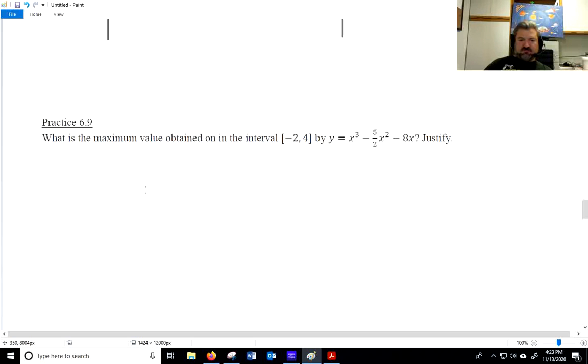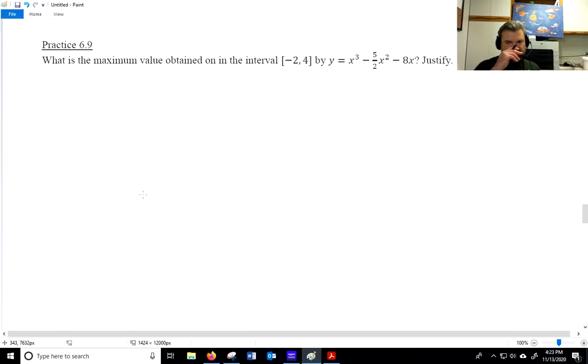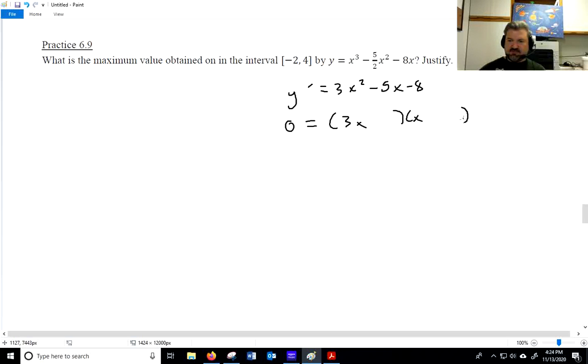All right, last one. What is the maximum value obtained on the interval from -2 to 4 by this equation? Okay, do you remember that determining an absolute max or absolute min, when we say maximum on a closed interval, that's what we mean, that you should use the candidates test. So we'll do y prime is equal to 3x squared minus 5x minus 8. And we'll find the zeros. I think this will factor most likely, I hope. If not, we're going to be in for a world of hurt.